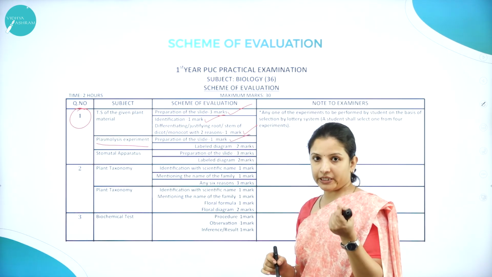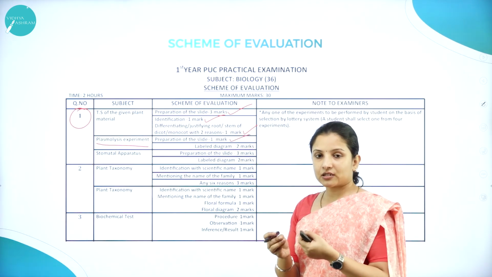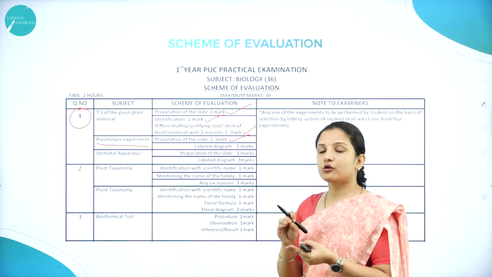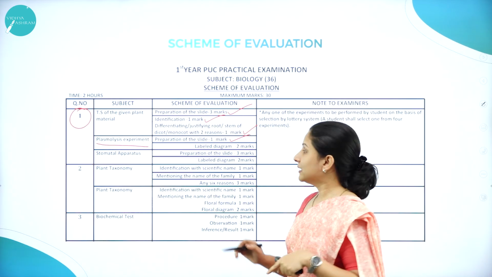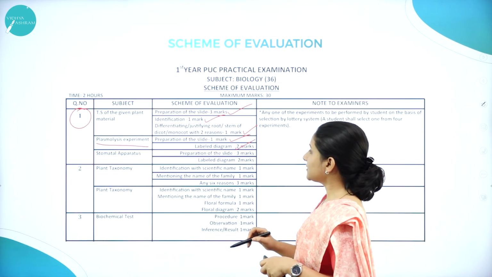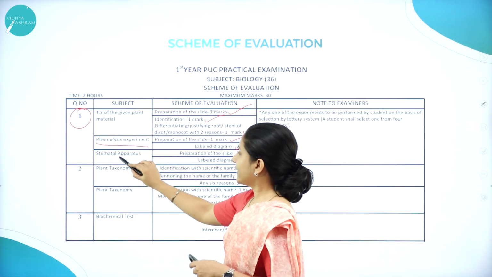mark, wherein you'll peel the material, put it on the slide, put a water droplet, put the cover slip, and observe it under the microscope. So much will give you 1 mark. Then drawing the diagram will be 2 marks. Then next is stomatal apparatus.